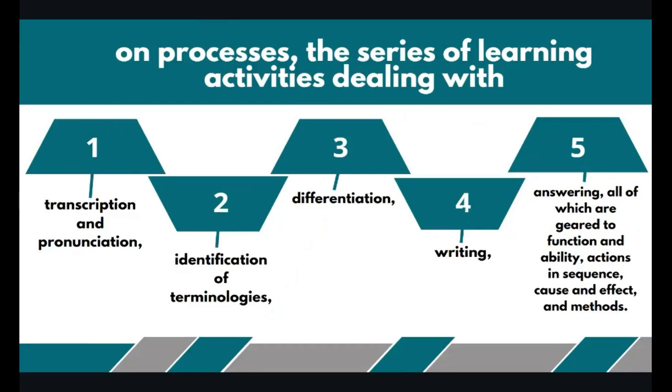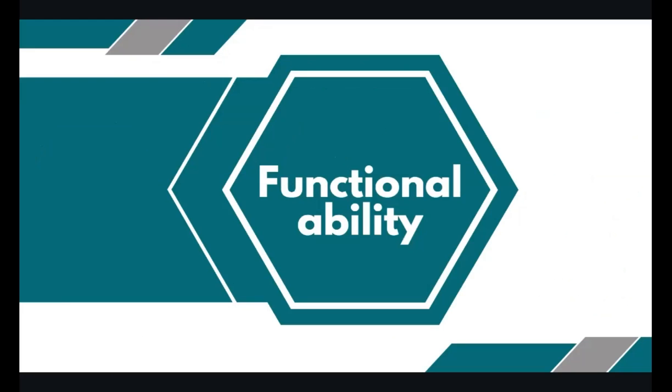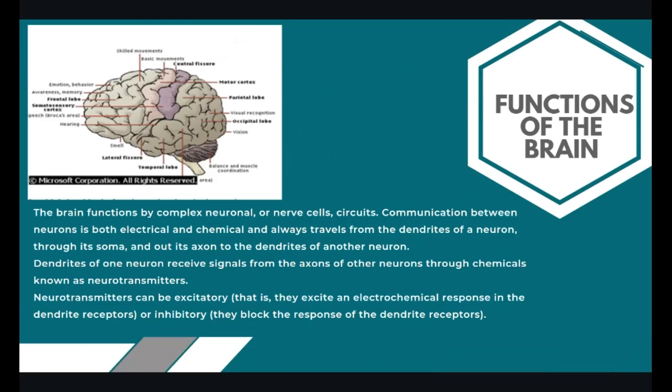In process, the series of learning activities deals with, first, transcriptions and pronunciations, next identifications of terminologies, next differentiations, next writing, and the last one is answering, all of which are geared to function and ability, action in sequence, cause and effect, and methods. The first of process is functional ability. The first is function of the brain.